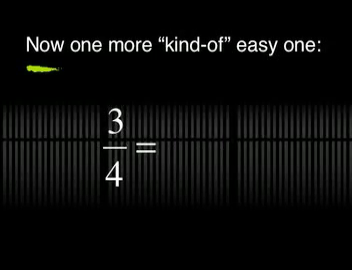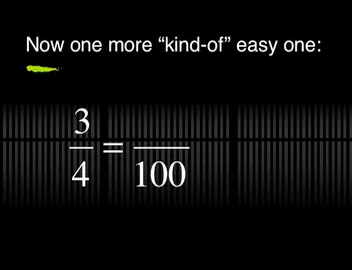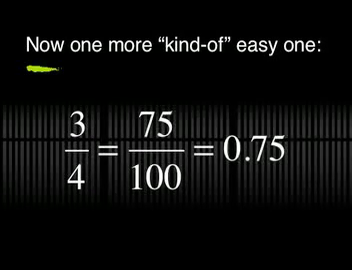Here's one more kind of easy one. If you have 3/4, 4 is one of those friendly denominators because there are 4 quarters in a dollar. 4 times 25 is 100. 3 times 25 is 75. So now you have the fraction 75/100ths and the decimal number 0.75.